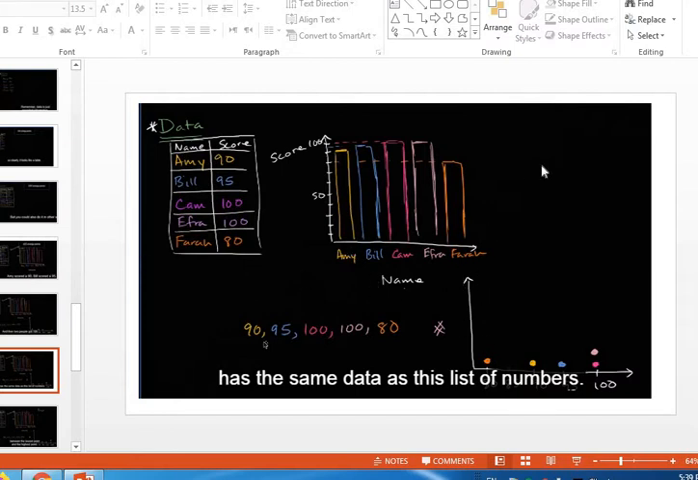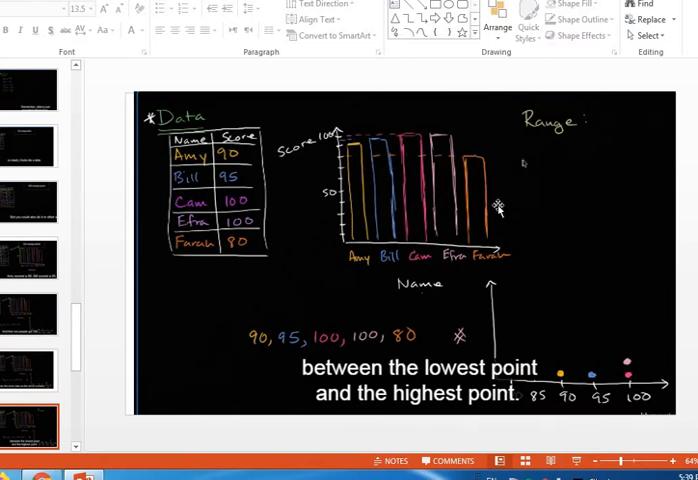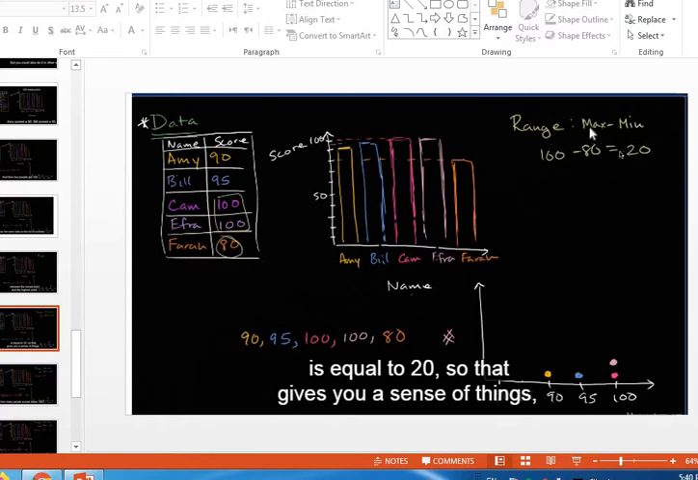And if I want to know the range, it is the difference between the least and the greatest value. If I look at this slide, the range is the number between the lowest point and the highest point. Here I have 80 and here I have 100. So 100 minus 80 will give me 20. So the range here is the maximum minus the minimum, which is 100 in the dot plot graph, minus 80, which gives you 20.